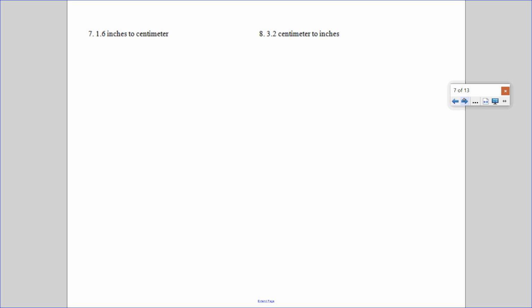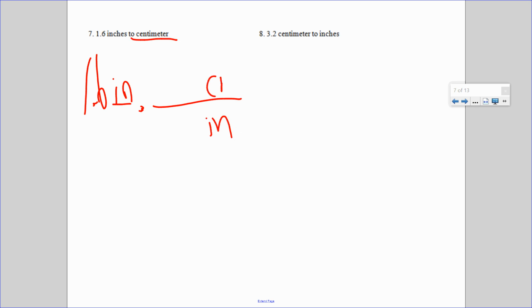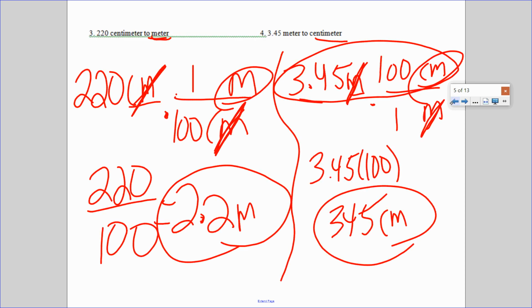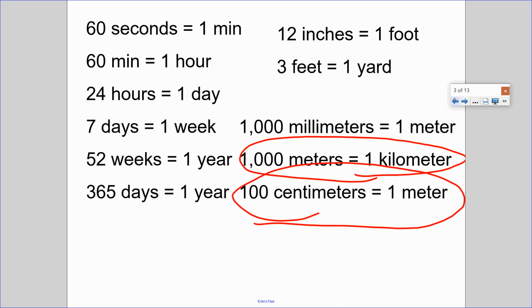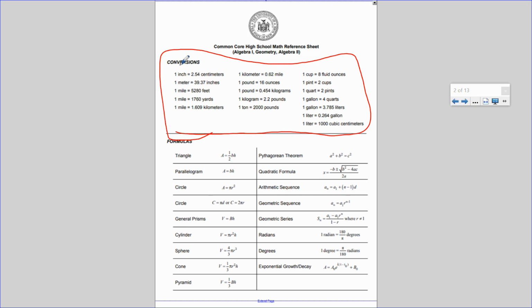So let's try number 7, 1.6 inches to centimeters. Again, I start with what they give me. I'm converting, so whatever I start with goes on bottom. Whatever I'm converting to goes on top. What's the conversion from inches to centimeters? I don't know. Do you know? You probably don't know. You're not expected to know the conversion from inches to centimeters. However, it is the very first conversion on the reference sheet. 1 inch is 2.54 centimeters.